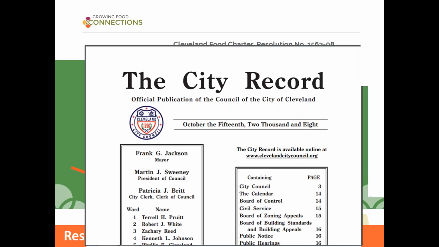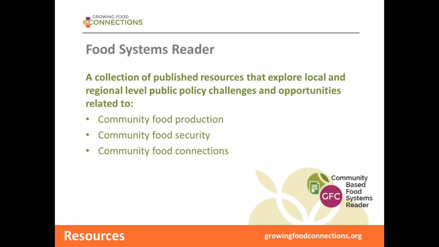The Growing Food Connections website also contains a collection of published resources that explore local and regional level public policy relating to community food production and security and the connections between the two. So these listings are especially useful to provide an overview of issues to share with community members or board members or elected officials that are not really well steeped in food systems planning. It's a good broad overview of the lay of the land.